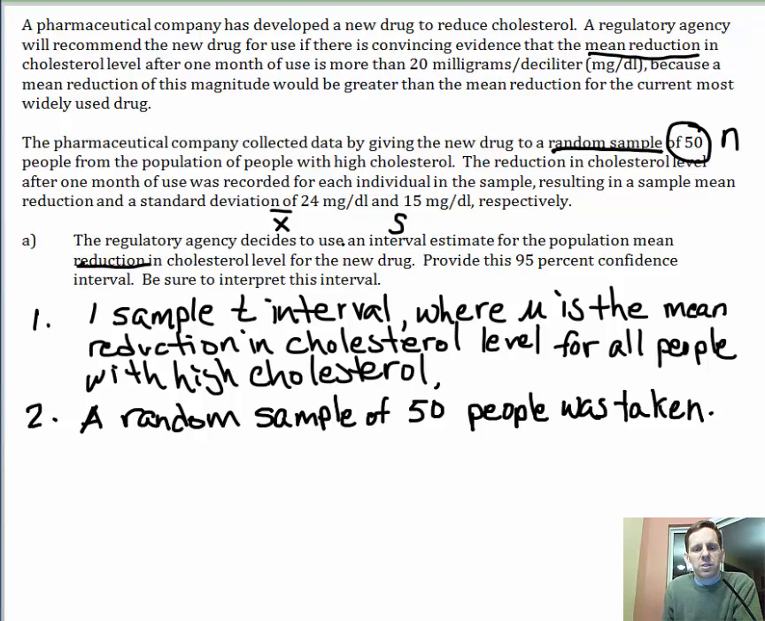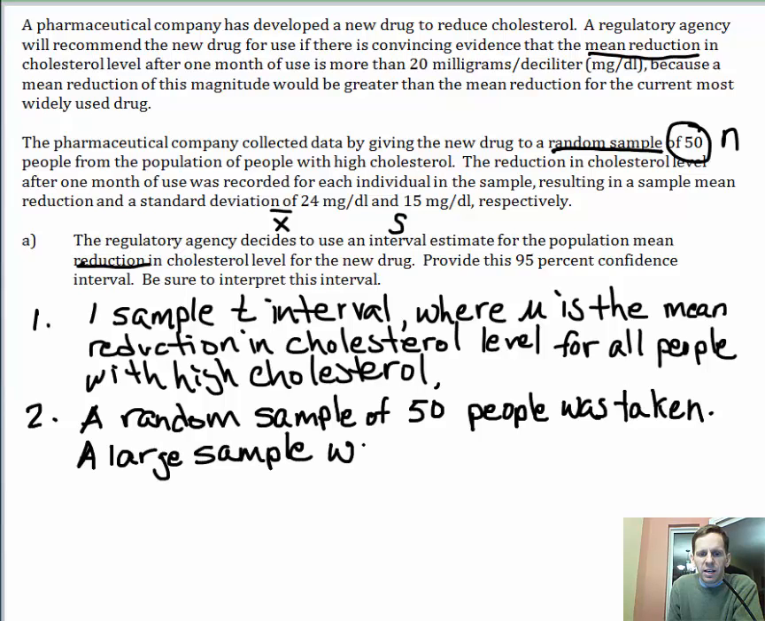The second condition is to see if your population is normally distributed. I read through the problem. It doesn't say anything about a population being normally distributed. So the second thing we look for is if a large sample size was taken. And in this problem, it has been. We have a sample size of 50. So I'm just going to say a large sample size was taken.